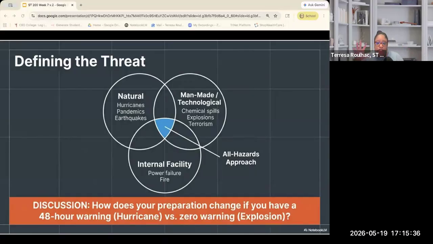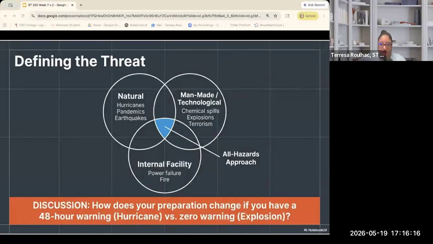Now, which of these three do you think would feel the most chaotic inside the operating room? Natural, man-made, or internal? We look at, and there are no wrong answers, just so you guys know. It's just kind of like what you see, what you feel. Okay, putting yourself in that situation. We look at the volume of patients, infrastructure damage, communication breakdowns, contamination risks.